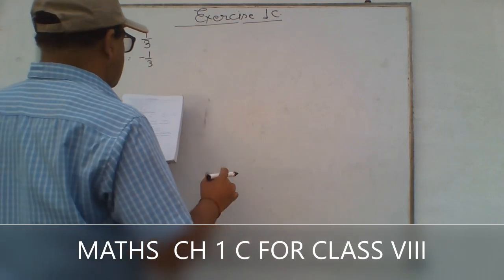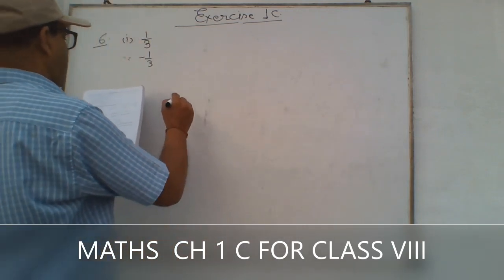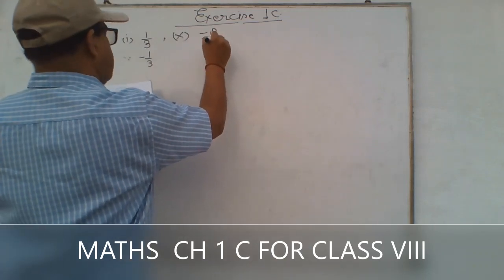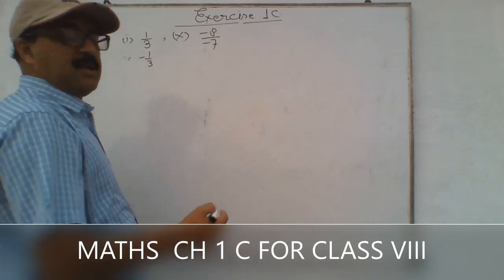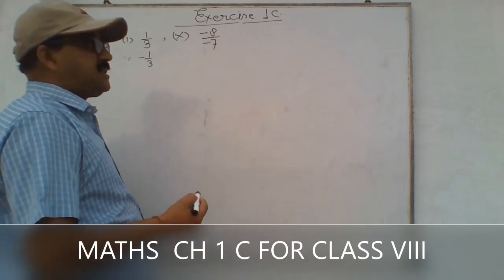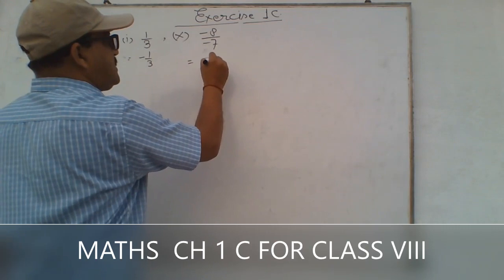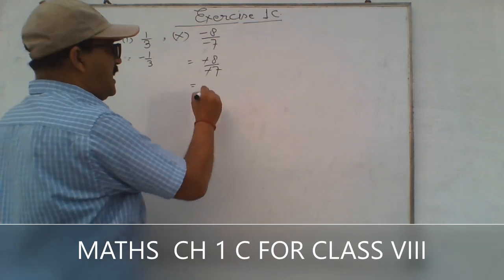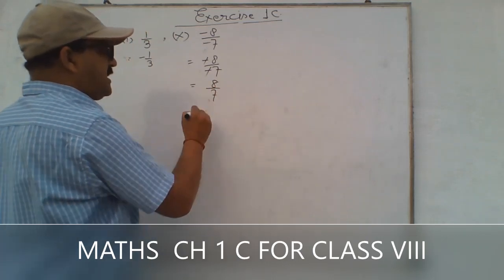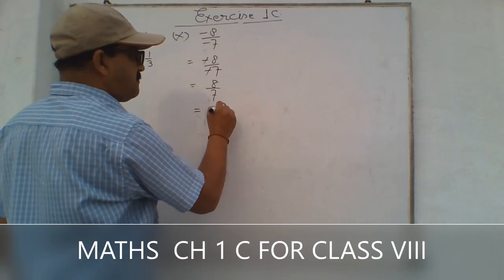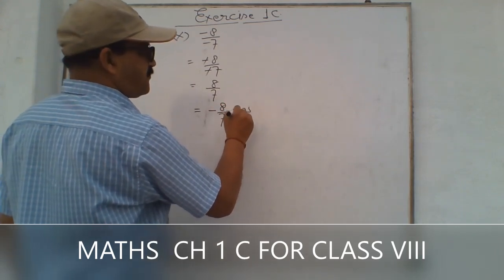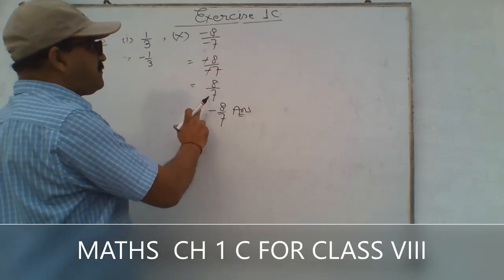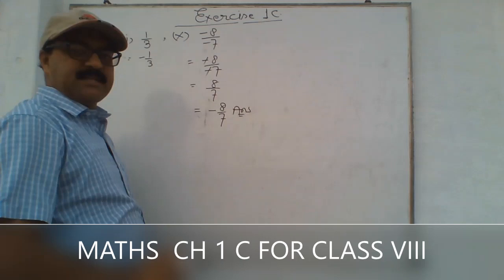All these questions you can do the same way. Here in question number 10, minus 8 by minus 7. Here both have the negative sign. So in minus 8 by minus 7, the signs will be cancelled and it becomes 8 by 7. The additive inverse of this number is minus 8 by 7.